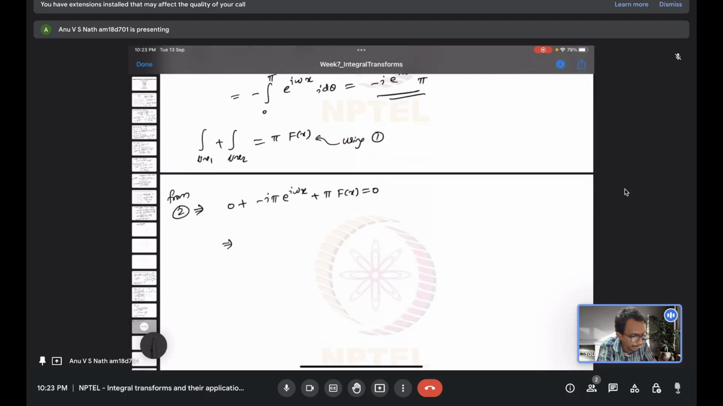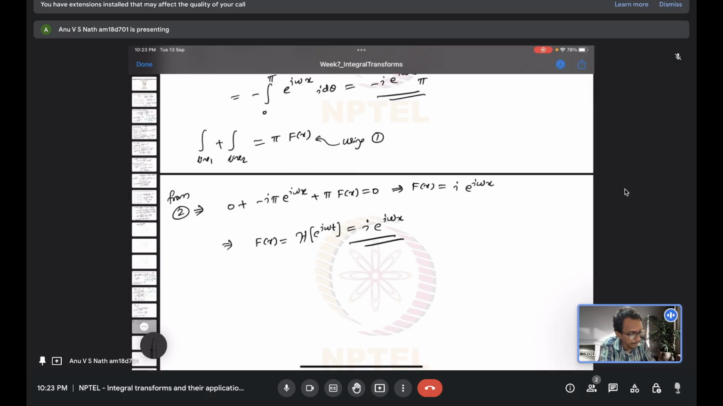Now if you rearrange, you will find F of x, which is basically the Hilbert transform of the function f of t, or the Hilbert transform of e raised to i omega t from the variable t to x. Let me write F of x here. Cancelling i pi, it's i e raised to i omega x.